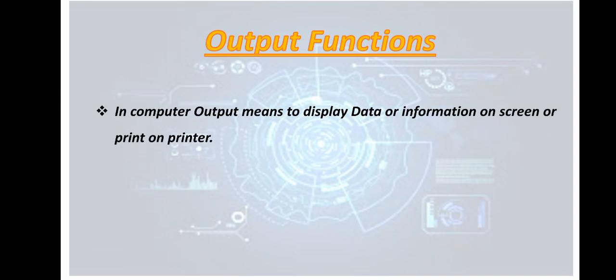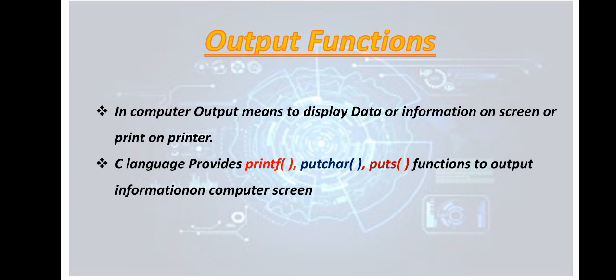Then output functions. In a computer, output means to display the data information on the screen or print on the printer. Like you can see that when we get the hard copy from the printer, those are the results that are in the form of pages, and the text is written over there. In the same case, in the computer, the data and the result is shown on the screen, and we utilize those results to solve different types of questions. C language provides printf, putchar, puts functions to output information on the computer screen.